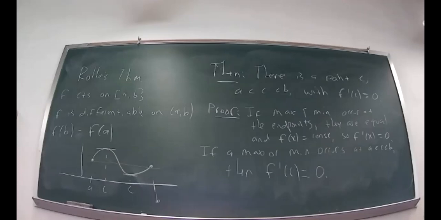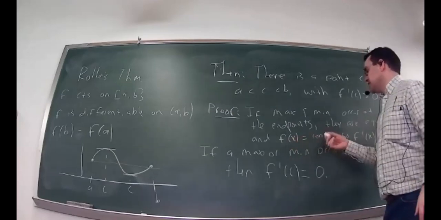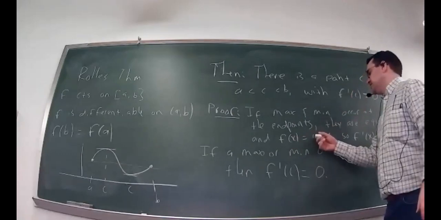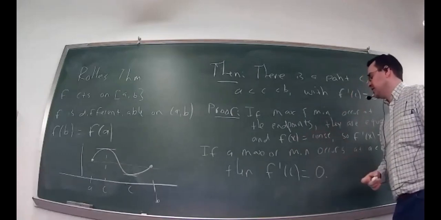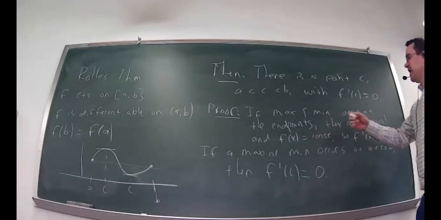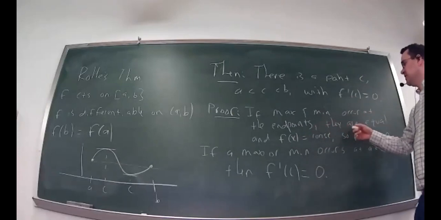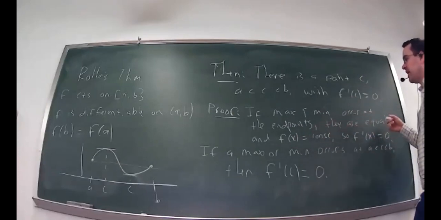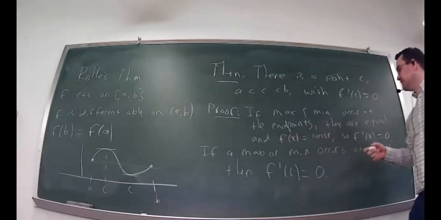So the question: what is f of x equal to before, so f of x equals 0 in the proof? Right. So I'm saying that f of x is a constant. So I'm writing const for constant. I'm just saying if the maximum and minimum occur at the endpoints, they are equal, and therefore f of x is a constant function.